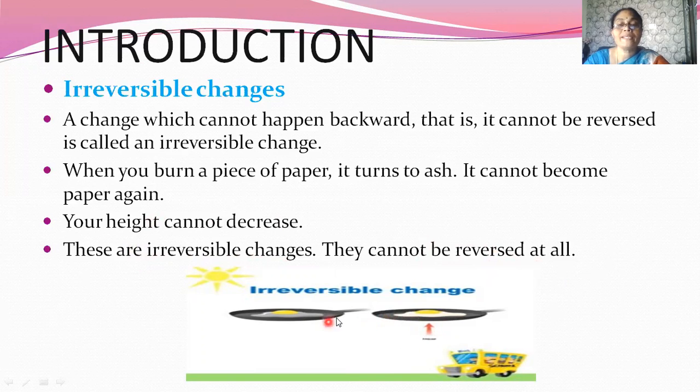Another example is when we take an egg and cook it to make an omelette. It gets converted into an omelette, but the reverse is not possible. We cannot get the egg back. So these are irreversible changes. We have understood what is meant by a reversible change and what is meant by an irreversible change. Now let's see the reversible and irreversible processes in thermodynamics.